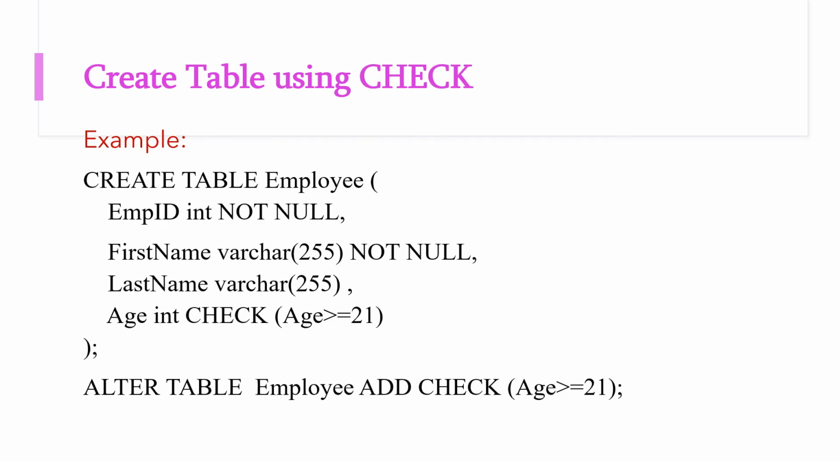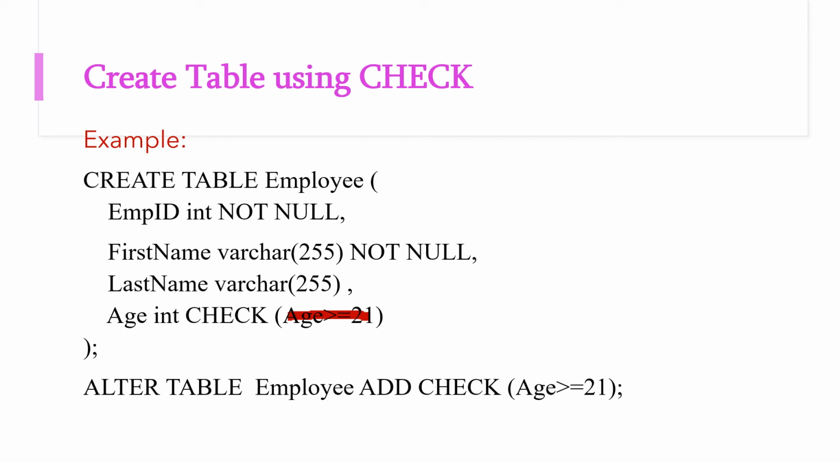Next one is check constraints. The check constraint is used to specify specific conditions while creating the table. Here I am going to create a table called employee. In this table, employee ID and first name I have mentioned as not null constraints, whereas I have specified the age as a check constraint. So only an age greater than or equal to 21, as I have specified here, can be entered. When the age is, for example, 18, it will throw an error.